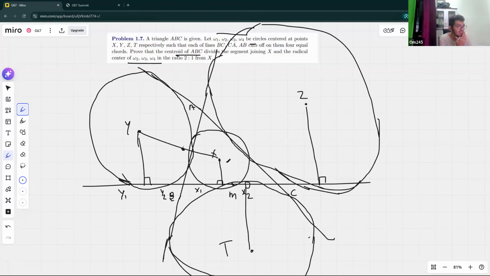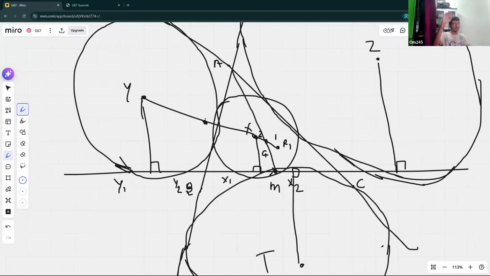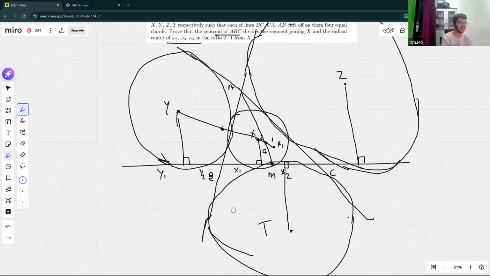Okay, so if G is here and then some radical center R1, then G divides X and radical center 2 to 1. Okay, this is 2 is to 1. And I came to this problem because I want to backtrack actually. So take a homothety from G, then it will go to the radical centers, right? And do we know something good about radical centers of 4 circles?